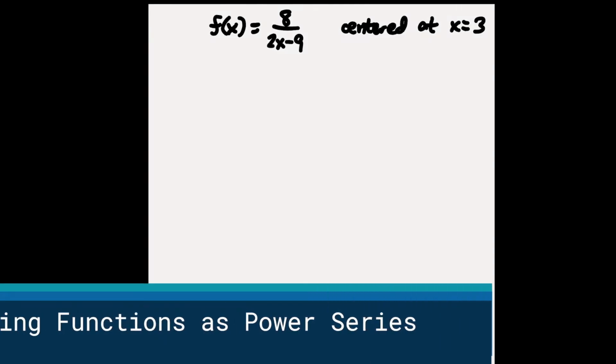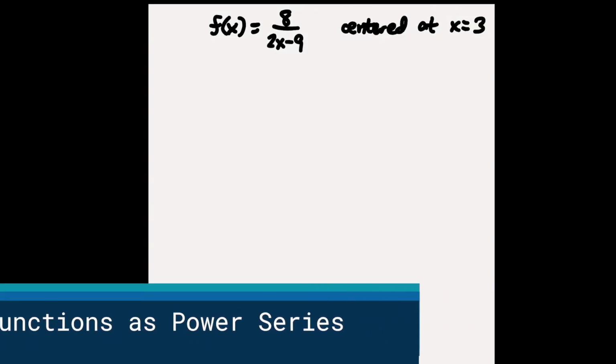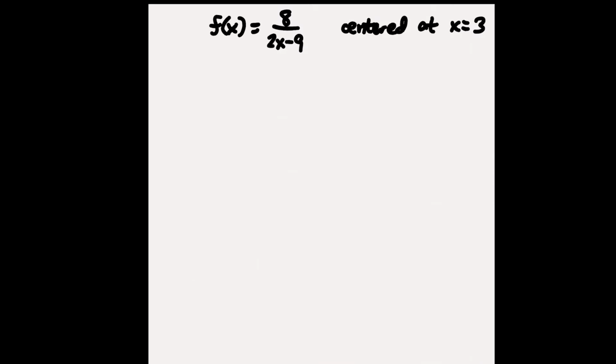All right, so this is going to be a video where we are creating a power series for this function f of x here, where it's 8 over 2x minus 9, and it's going to be centered at x equals 3. First thing I'm going to do is encapsulate that x minus 3 where that x is. So I'm just going to write 8 divided by 2, and then it's going to be x minus 3 in parentheses here. I'm going to put that minus 9 in front here. So it's negative 9 plus that.